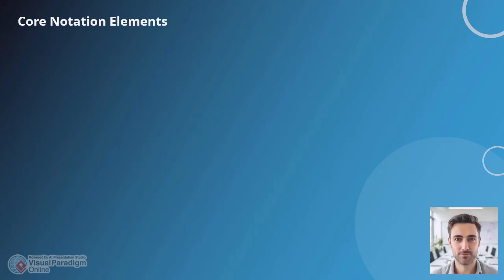Understanding the basic symbols is crucial for reading and creating diagrams. We will examine the activity, action, and control flow notations used in UML.